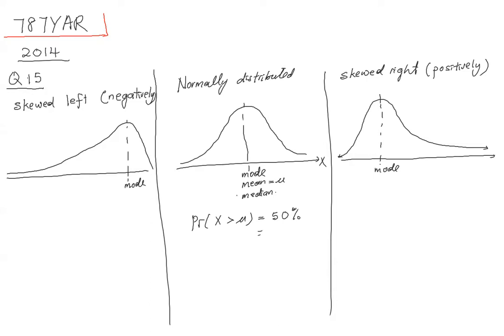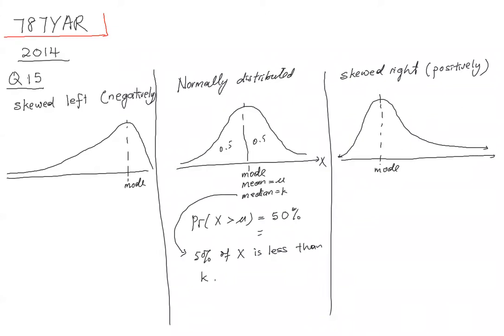What is the meaning of median? If my median is K, then 50% of X is less than K, and the other 50% will be more than K. That is the meaning of median. So for the normal distribution, this area is 0.5 and this area is also 0.5.